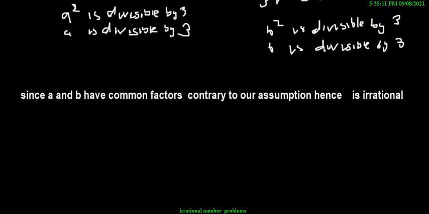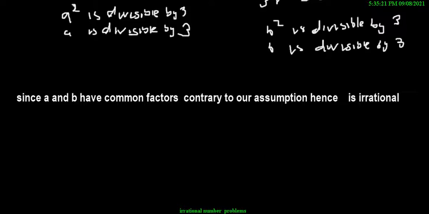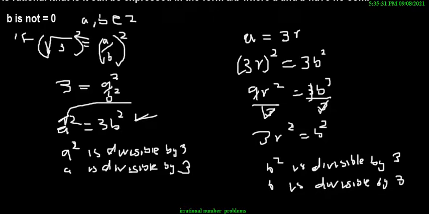So since a and b have common factors, which is contrary to our assumption, hence square root of 3 is irrational.